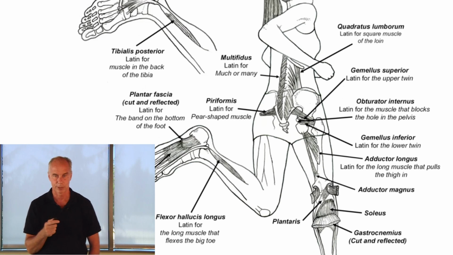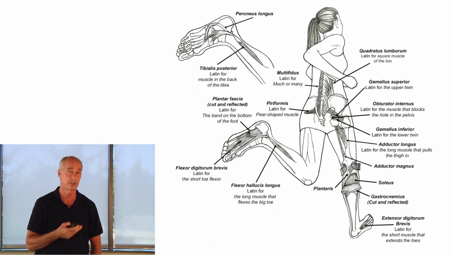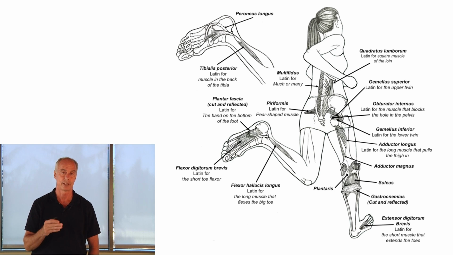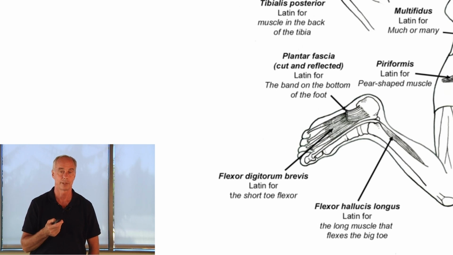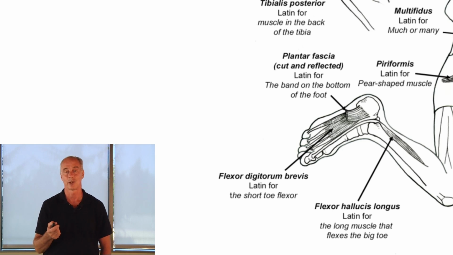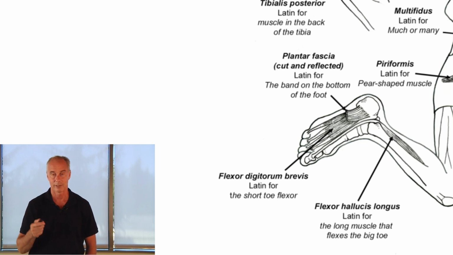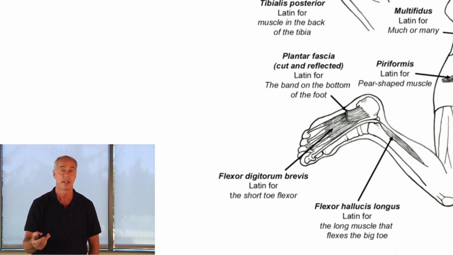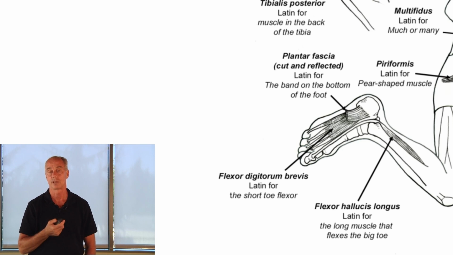I drew that back foot on the bottom of the person to show the connection between flexor digitorum brevis and the plantar fascia. I cut and reflected the plantar fascia and showed the flexor digitorum brevis beneath it, and flexor hallucis longus right next to it. Flexor hallucis longus is an interesting muscle in that it runs from the fibula, comes down and attaches to the great toe, and affects how the fibula moves during the gait cycle. It actually pulls the fibula down, increases the depth of the ankle mortise, providing stability.